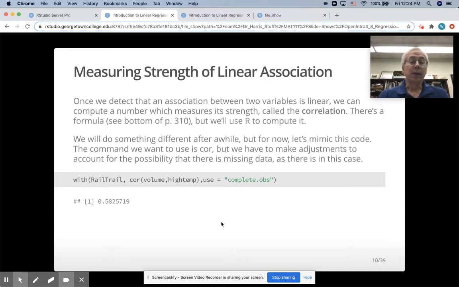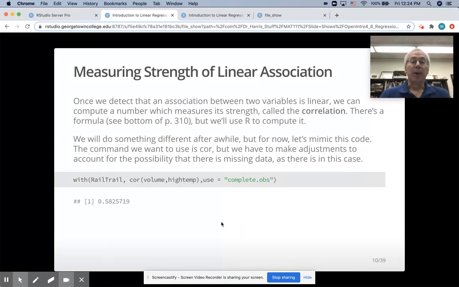Initially, here's the command that I'm going to use. It's called a with command, and we give it the data set, rail trail, and then cor is the command that computes the correlation between two variables. I give the two variables I want to find the correlation for, and then I tack on the option use equals complete.obs. Cor won't work all the time if there's missing data, so this tells cor just to look at those values for which we have both values of volume and high temperature. We see that the correlation turns out to be 0.583, rounded to 3 decimal places.